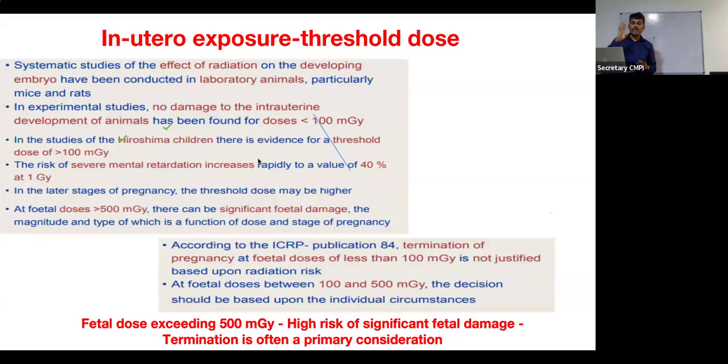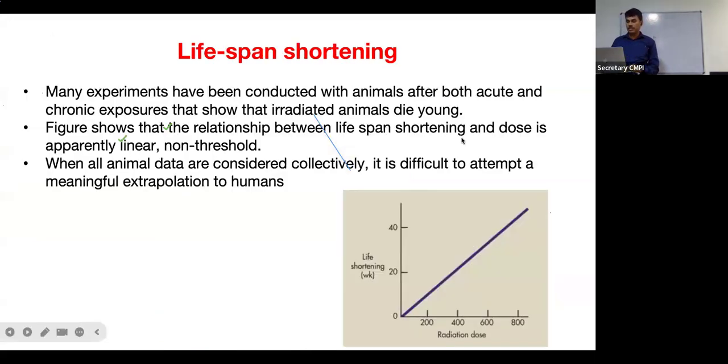And if you are sure that the fetal dose is exceeding 500 milligray, there is a high risk of significant fetal damage, and termination is often a primary consideration. Usually it won't happen as an occupational exposure, but if there are some therapeutic procedures, unfortunately, where the patient is undergoing treatment, then it matters, especially in the abdomen or pelvic region.